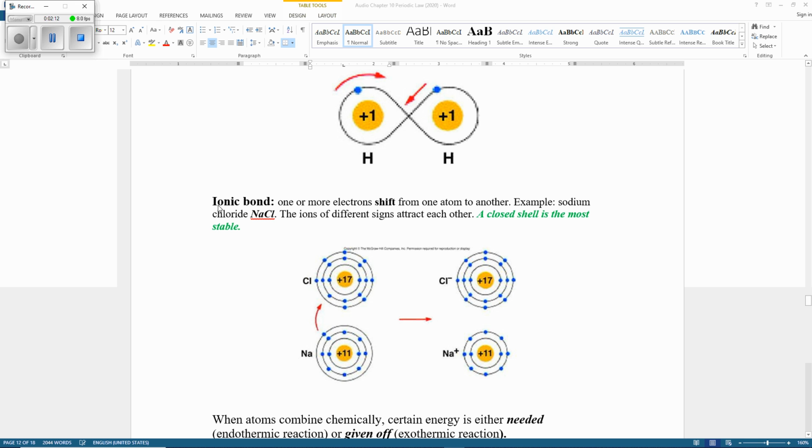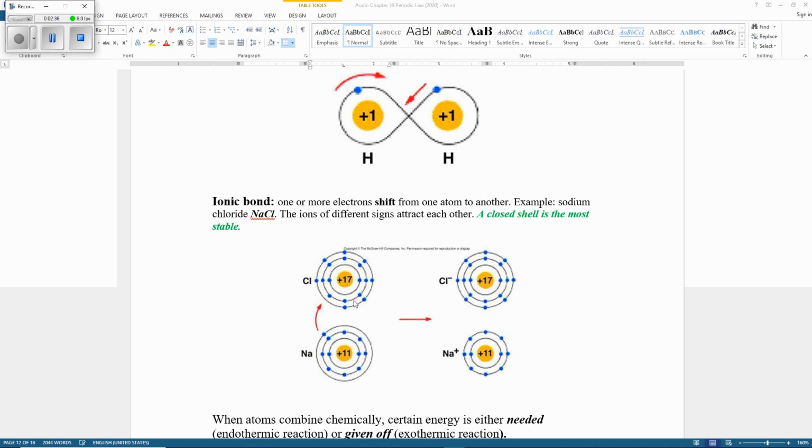That's ions, right? Ions means an atom loses an electron or catches an electron. So an ionic bond is one or more electrons shifting. The key word is shift or transfer from one atom to another.